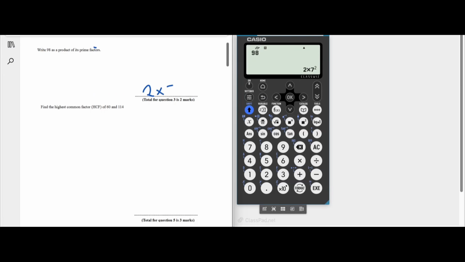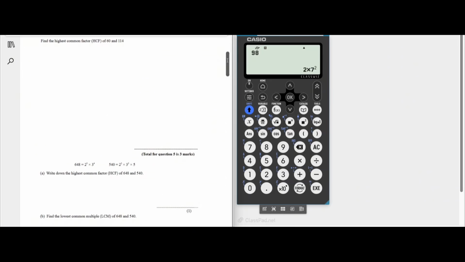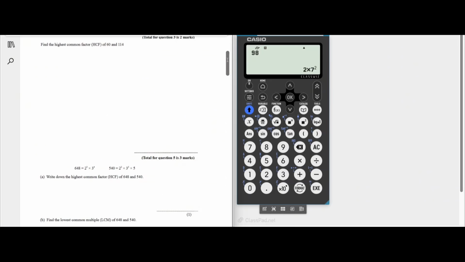I know it's 2 marks, so some of you think, oh, I'm not going to lose a mark for no working, but that will get you both marks as long as the answer is correct. Nice and easy. Okay, next question. Find the highest common factor of 60 and 114. So let's clear that. On this one we go to catalogue. It looks like a little book here.